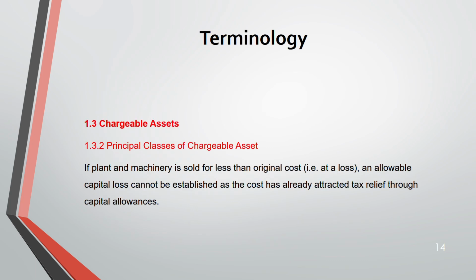Then, what about when you're selling at a loss? When you're selling plant and machinery at a loss, what happens? You can get the loss relief, how? Through capital allowance. Because tax relief was given through capital allowances, the capital loss cannot be established as the cost has already attracted tax relief through capital allowance. So when you are calculating capital allowance, at that time you already got the benefit. You're not going to have additional tax relief for the loss. That's the only thing I wanted to explain here.